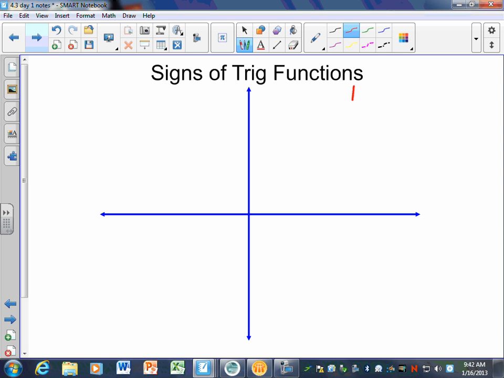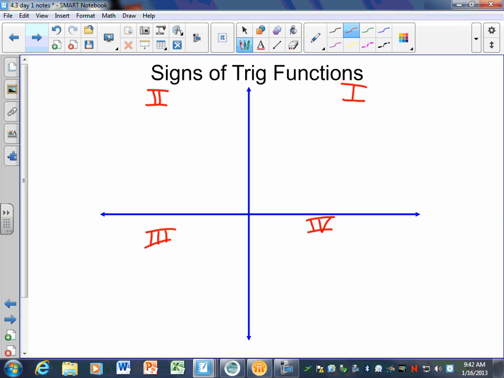And I'm going to label my quadrants here: 1, 2, 3, and 4. Remember that we label quadrants with Roman numerals, probably just so it doesn't get confused with the other numbers that you're putting in a coordinate plane.